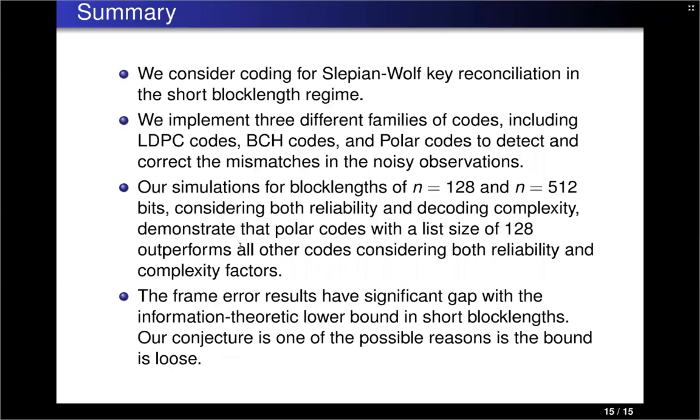So this is the summary of my work. We consider coding for the Slepian-Wolf problem, and we compare the performance of three different families of codes. At the end, we see a significant gap with the information theoretic limit for 128, but the gap is much lower for 512 bits, and we guess that the reason is that the bound is not tight.